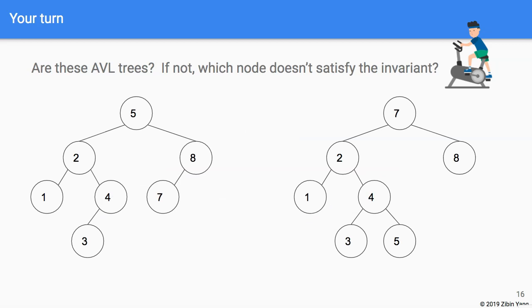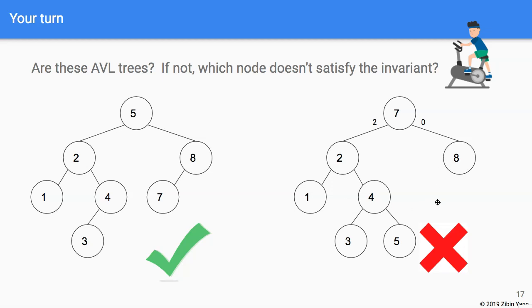All right, here are two other trees. Are these AVL trees? Pause the video, think through this, and see if both trees satisfy the AVL tree invariant. And here's the answer. The one on the left is an AVL tree. Not a single node violates the constraint that the heights of the left and right subtrees differ by no more than one.